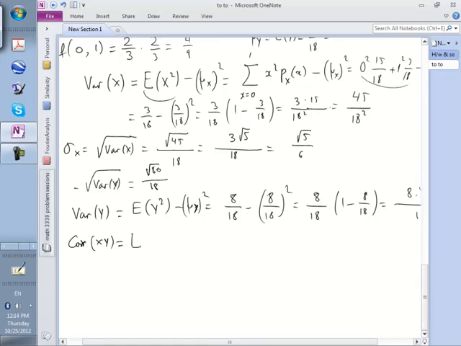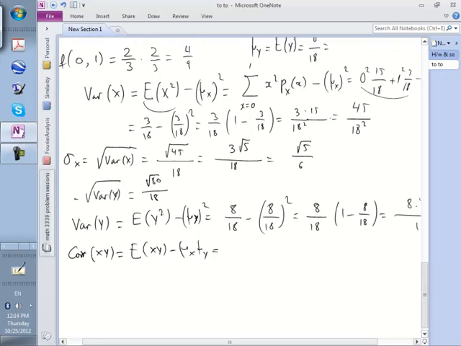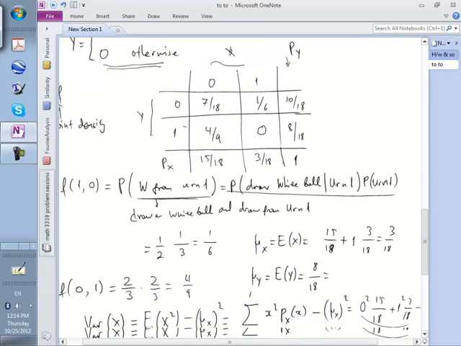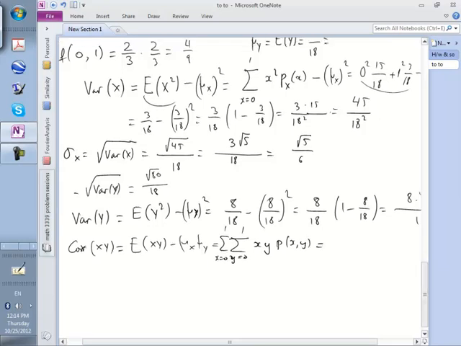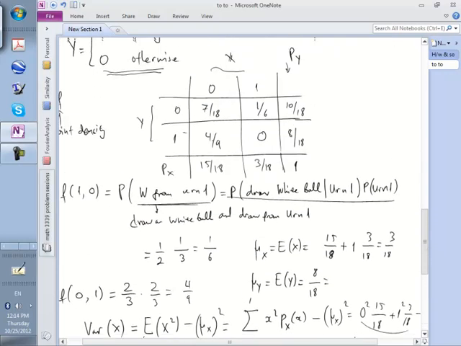I need to find E of X times Y minus the mean of X times the mean of Y. What is E of X times Y? Multiply all the values of X and Y, okay? X times Y. So that would be the sum of X times Y. It's a double sum. X goes from 0 to 1, Y goes from 0 to 1, times the joint mass function.